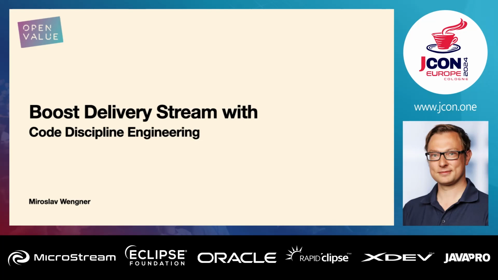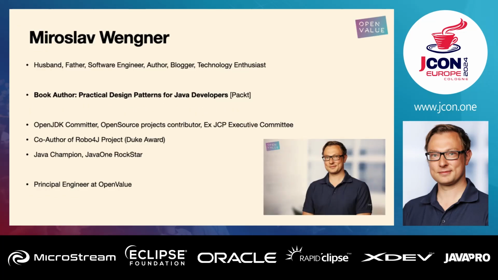Okay, so today's talk is about how to boost the delivery stream with code discipline engineering. My name is Miro Wengner. I have been involved in the Java ecosystem for many years, actually for decades. Recently I wrote a book about practical design patterns for Java developers, but it's not only for them. It's also my intent to contribute to a green approach to software development. I am working for an amazing company, OpenValue, and we are already doing a lot of thinking about green software, from the small scale to the big one.